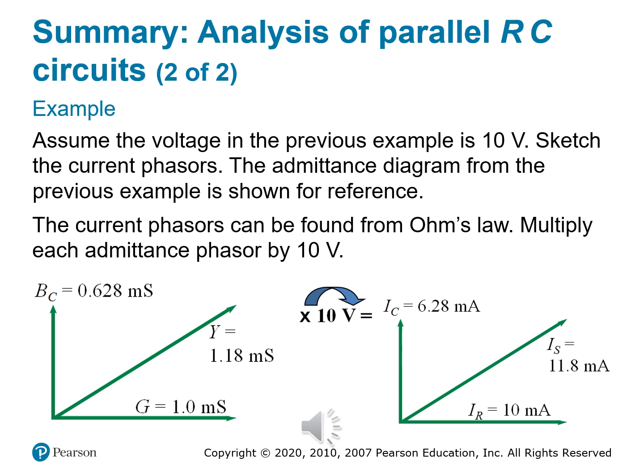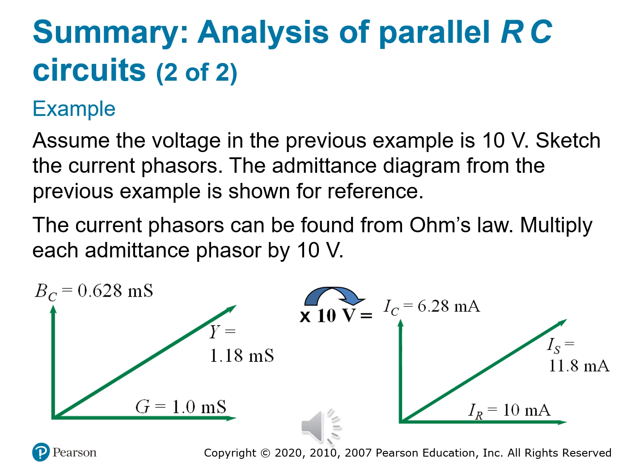So we're going to get the current through the resistive branch, the current through the capacitive branch, and then the total current. So I sub R is going to be equal to V times G. I sub C is going to be equal to V times B sub C. And then I sub S is going to be equal to V times Y, which is the admittance. And let's look at those calculations.